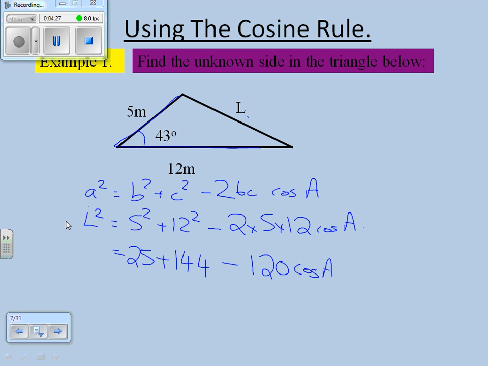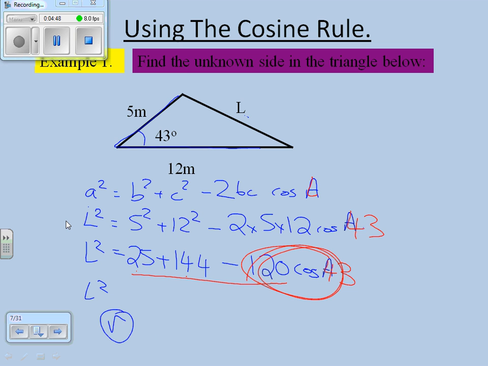I've seen some of the students with lower grades trying to add up this first of all. It's not. It's 25 add 144 minus 120 cos A. What was A? It's 43. Stick the 43 in there. When you type all of this into the calculator, you then have to remember that this is L squared. So square root it, and that will give you what L is.